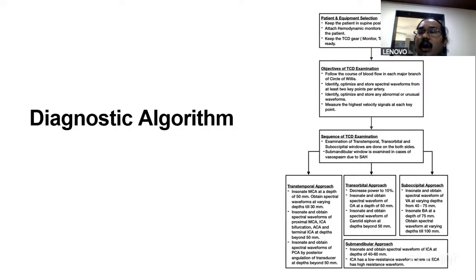So how do we do it? We need to follow the course of blood flow in the major intracranial arteries, in each major branch, say in the MCA. If we take the MCA, we need at least 2 key points per artery. If we get any abnormal waveforms, we need to store them. And when we get multiple velocities at the same point, we need to measure the highest velocity signal at each point. The sequence of TCD examination is usually transtemporal, transorbital, and suboccipital.